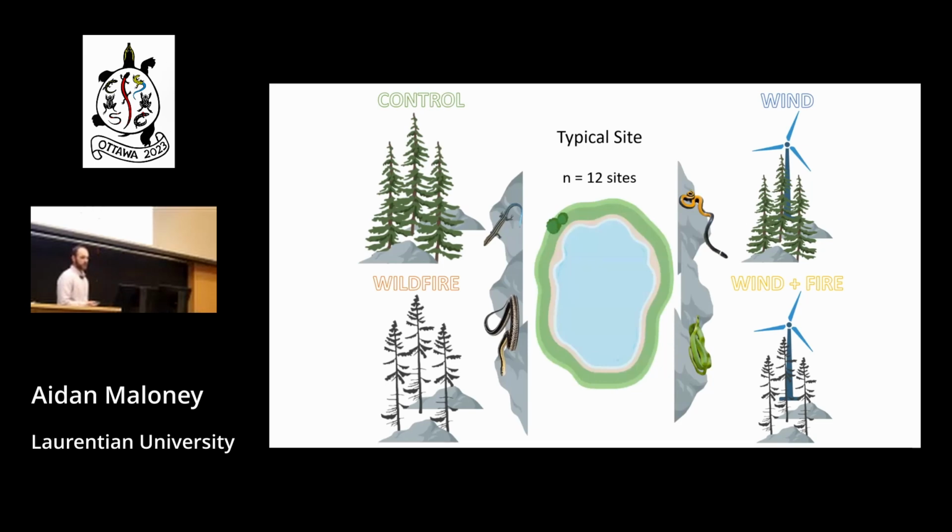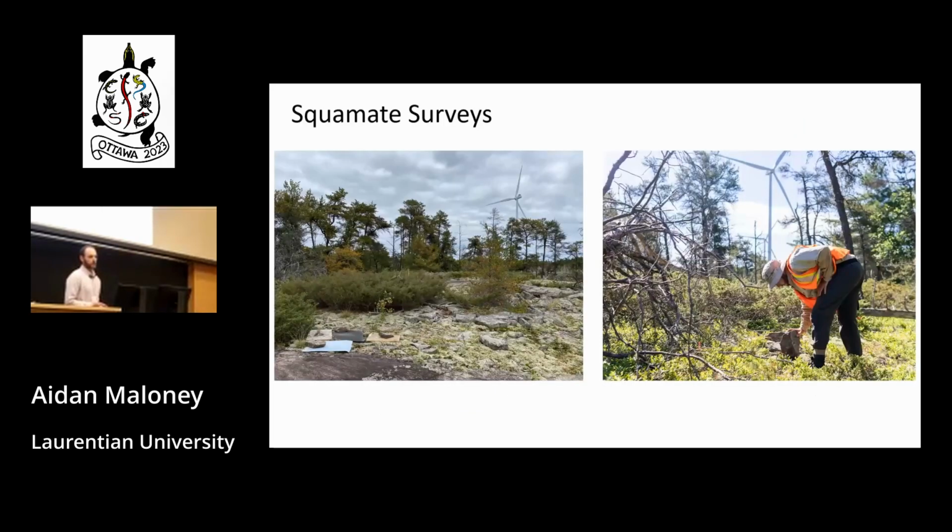So this is a typical layout of a site. It would be rock barrens surrounded by a large wetland complex, and these rock barrens are what we would target during these squamate surveys. Surveys consisted of a combination of cover boards and natural cover. Each natural cover survey would take 1 hour of survey time and consist of flipping natural cover objects that seem suitable for both snakes and skinks.